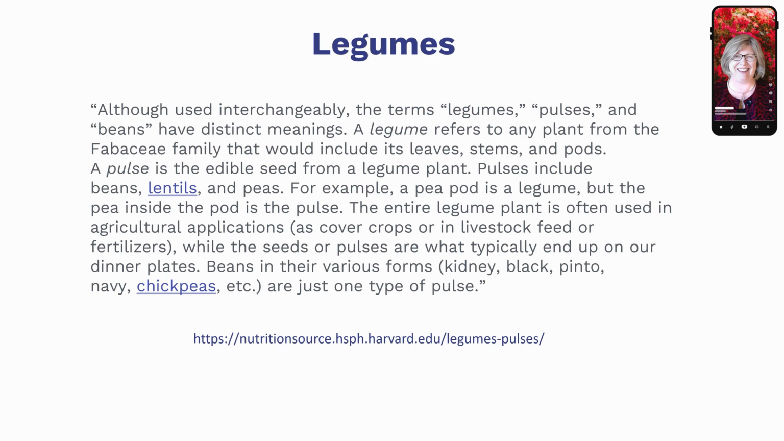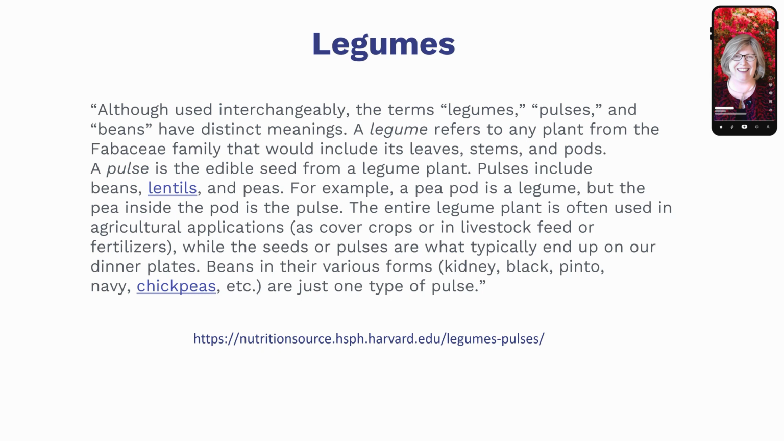Although used interchangeably, the terms legumes, pulses, and beans have distinct meanings. A legume refers to any plant from the Fabaceae family that would include its leaves, stems, and pods. A pulse is the edible seed from the legume plant. Pulses include beans, lentils, and peas. For example, a pea pod is a legume, but the pea inside the pod is the pulse.